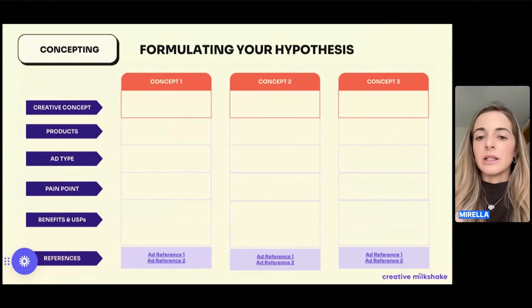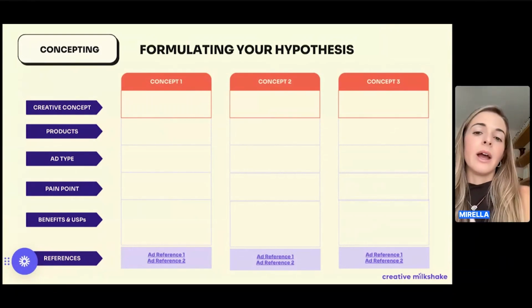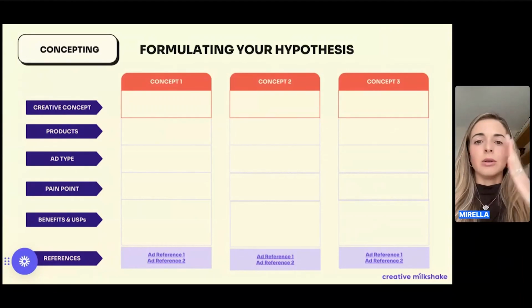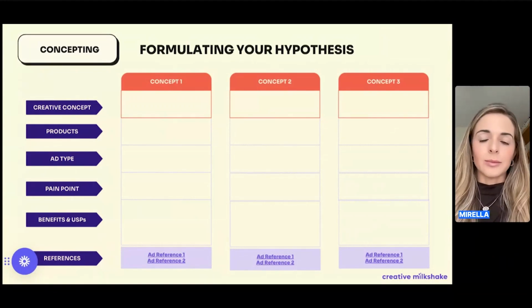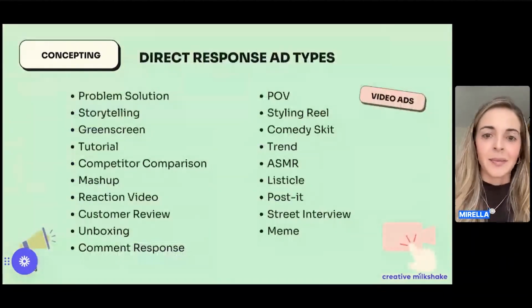This makes it super easy for you to then create a storyboard, a script, or a brief. And later on, once you have tested and validated the concept, you can go back and map out like this ad type speaking to this pain point worked well. So let's talk about ad types.